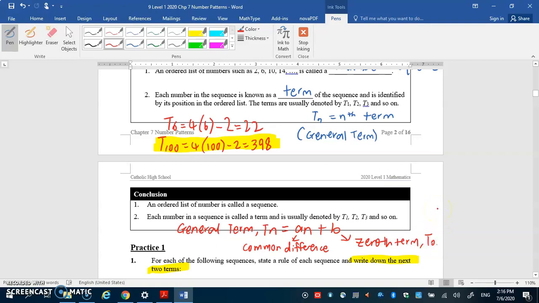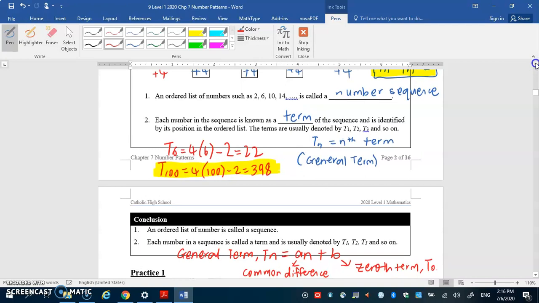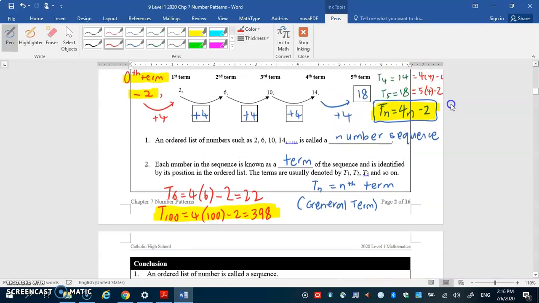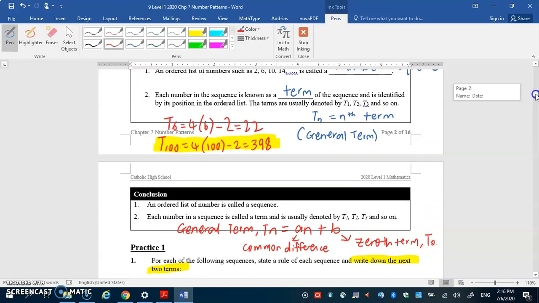Makes sense, right? So just now was 4n minus 2 because your 0th term was minus 2. Okay, so that's how you get the 4n minus 2. Please add this to your conclusion. Very good. This is pretty much what you really need to know for this chapter. Okay, so let's do practice 1.